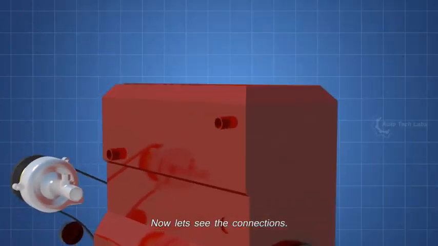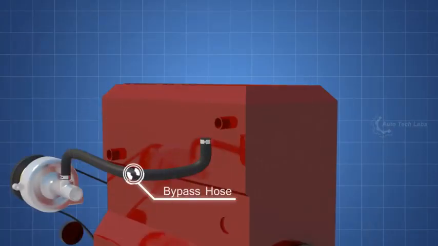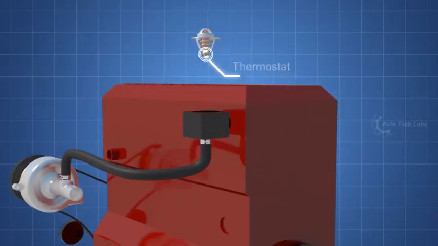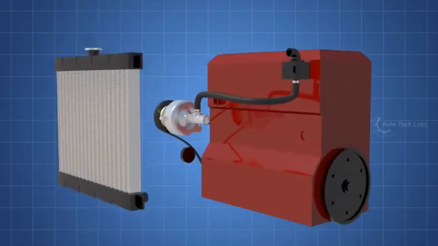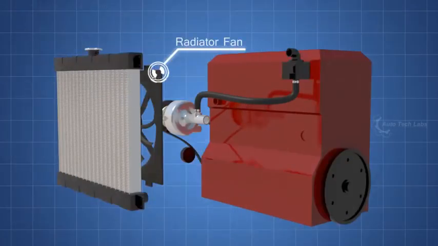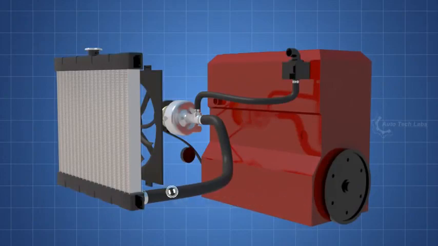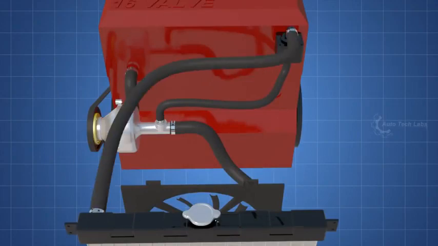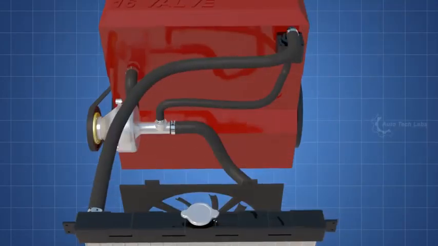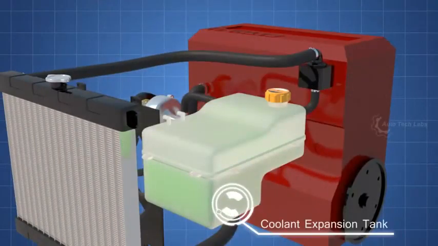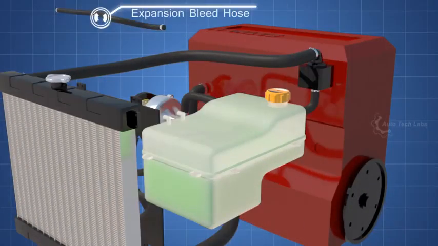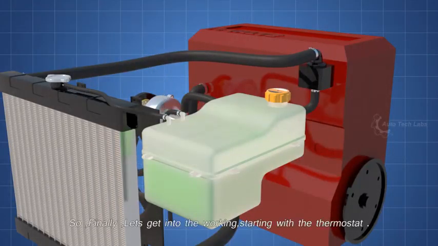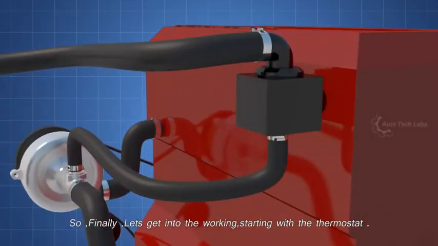Now let's see the connections. The thermostat bypass hose. The thermostat housing. Inside the thermostat. The radiator, and the radiator fan. The lower radiator hose. The water pump outlet hose. The upper radiator hose. The coolant expansion tank. The expansion bleed hose. Coolant overflow hose. So, finally, let's get into the working, starting with the thermostat.